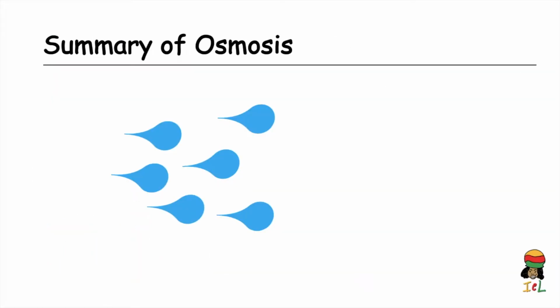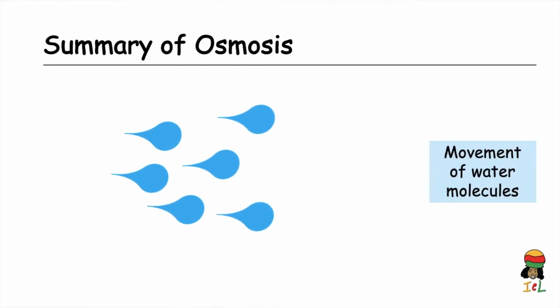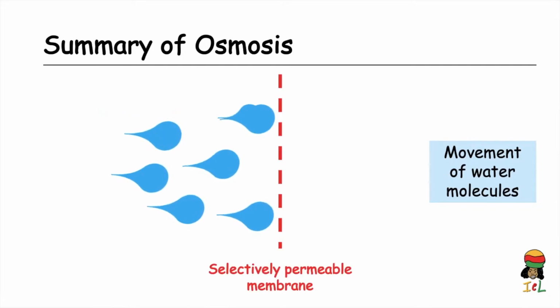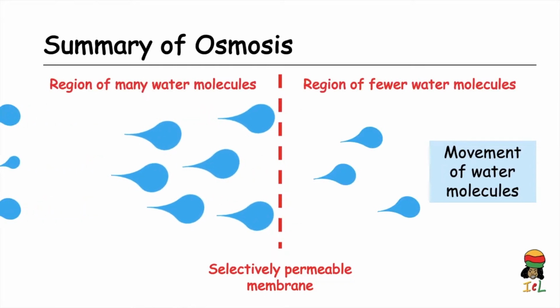Let us summarize the conditions required for osmosis. 1. It involves the movement of water molecules or solvent molecules only. 2. The water molecules must pass through a semi-permeable membrane, which is also known as a selectively permeable membrane. And 3. The net movement of water molecules occurs from a region where there are many to an area with fewer water molecules.